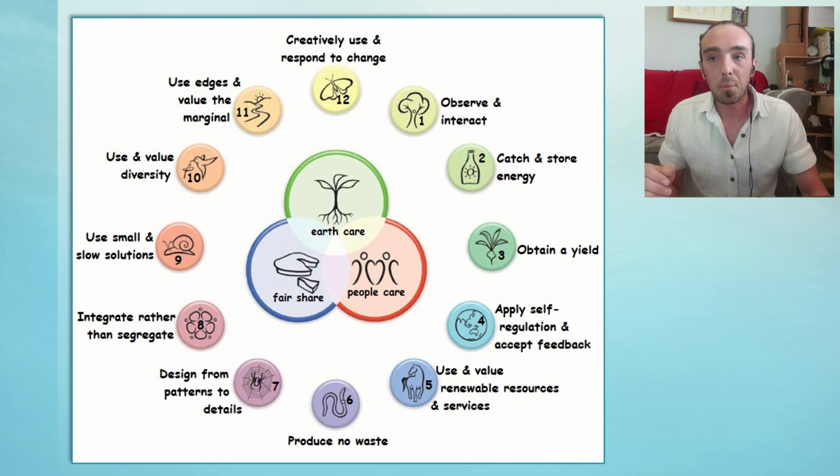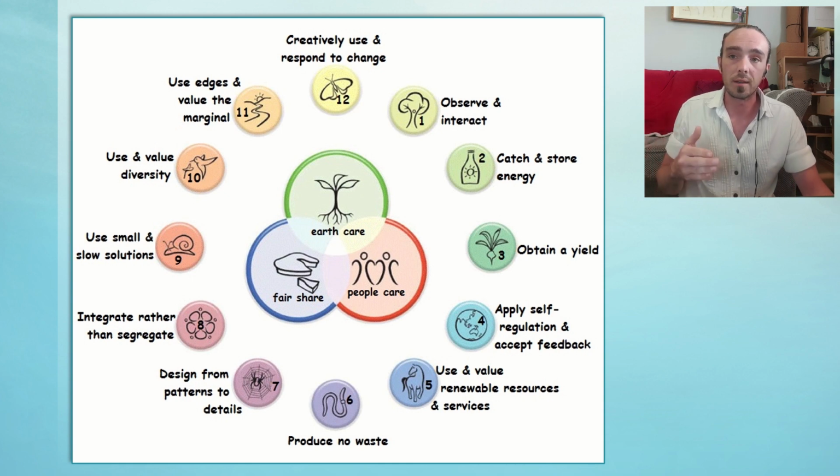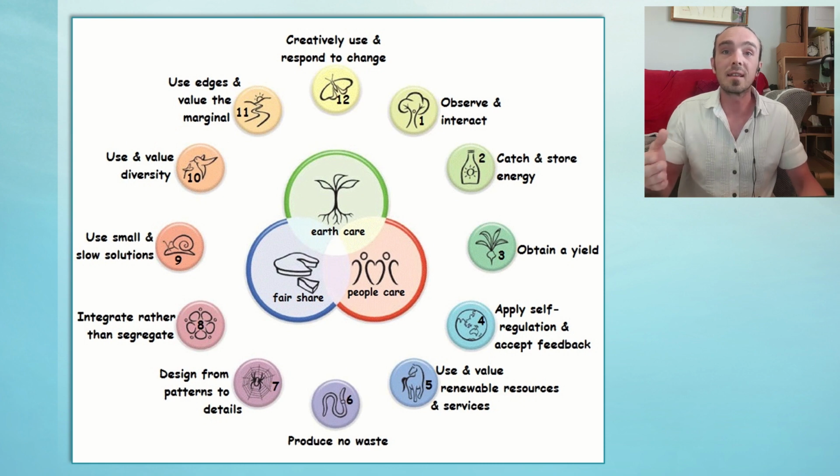Number 4, apply self-regulation and accept feedback. So discouraging inappropriate activities so that the systems of nature can function well and thrive. This is about accepting feedback from nature. Like if I planted a mango tree in Ireland, it wouldn't work. We need to self-regulate at that point. We can't grow a mango tree here.